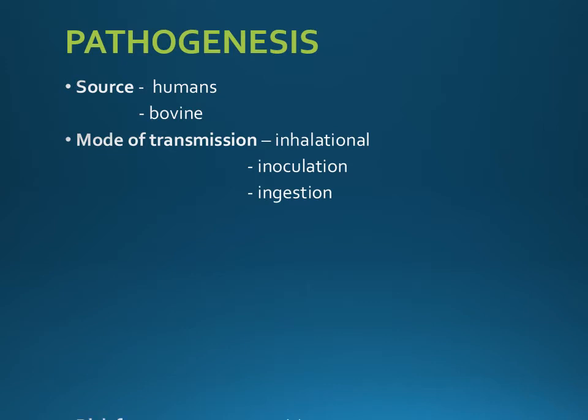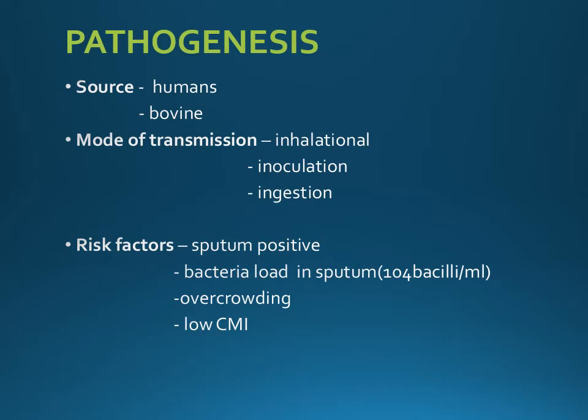And through ingestion. Now what are the risk factors for getting this infection? If the person with whom we are coming in contact is sputum positive, when we test that sputum and it is seen positive for Mycobacterium tuberculosis, there is a very high chance of transmitting the infection. And depending on the bacterial load in the sputum, if it is more than 10 to the power 4 bacilli per ml, the chances of transmission increase. Overcrowding, or a person having low cell mediated immunity, because mainly the cell mediated immunity plays a role in Mycobacterium infection.